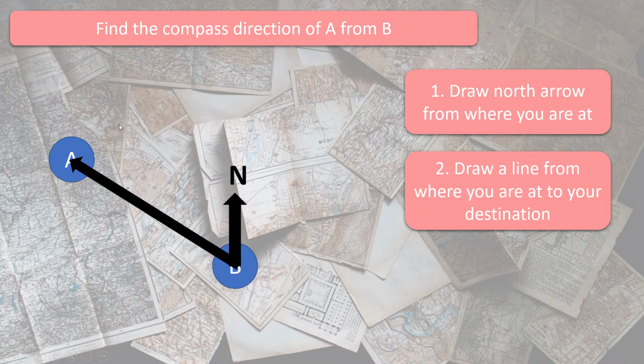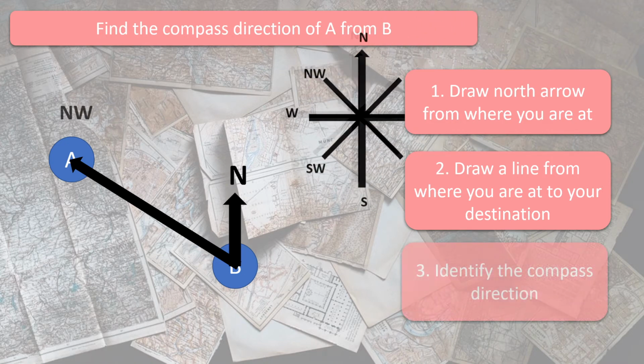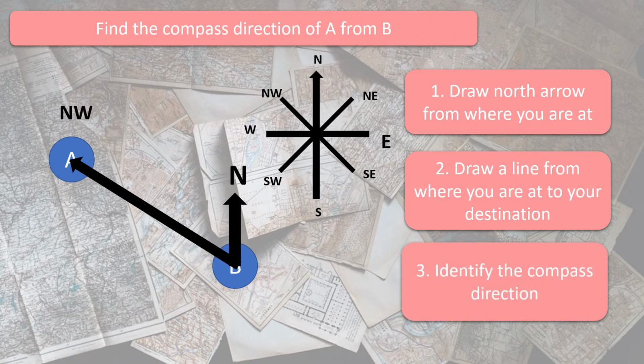So what I do next is that I will recall my compass directions and I will identify the compass direction of A from B. So you see this line of B from A here. What direction is it? Look at your compass directions here. You would find that it is the northwest direction. Alright, so that is how you find your compass directions.